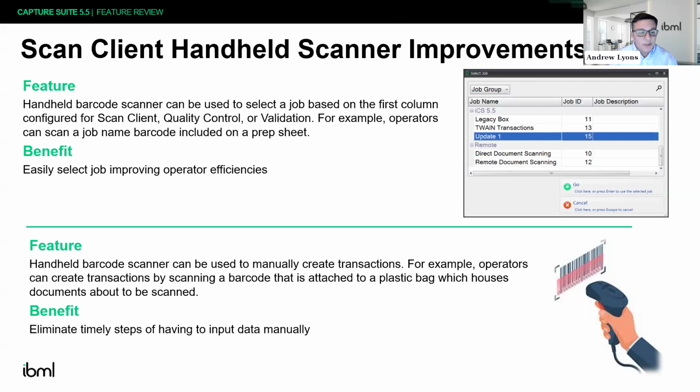Another feature we added was manually creating transactions. So if you had a folder or a plastic bag that had a barcode on it that couldn't be fed down the scanner, what you might want to do is scan that barcode, create the transaction manually, feed the contents inside the folder or the bag, and then start the next transaction, so on and so forth.